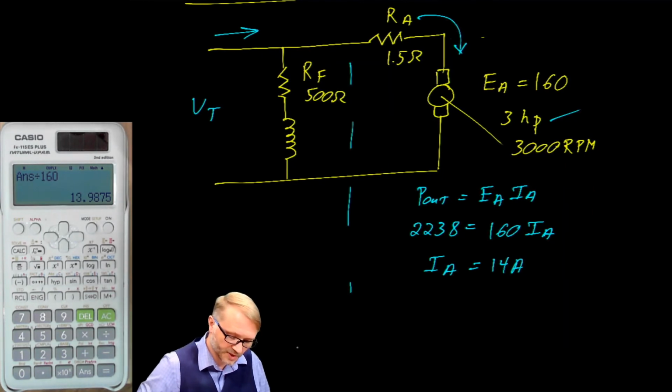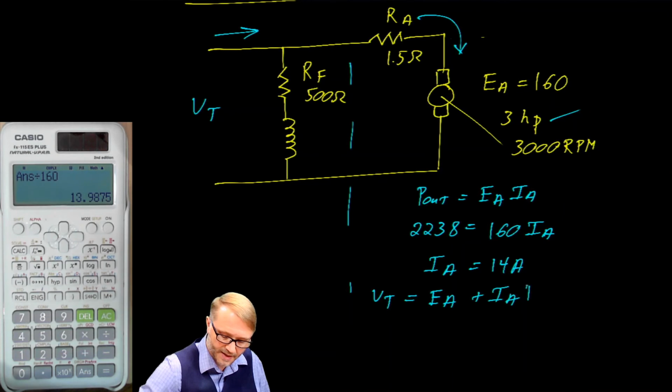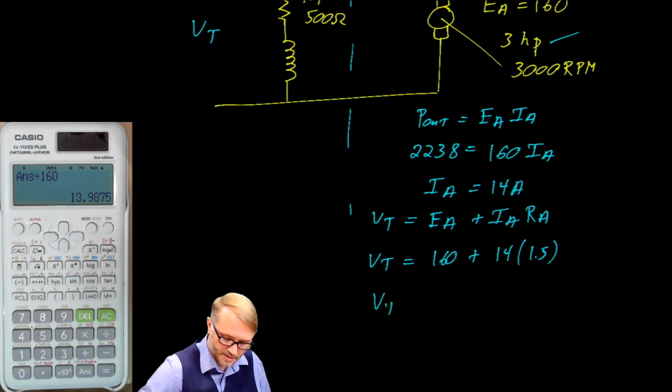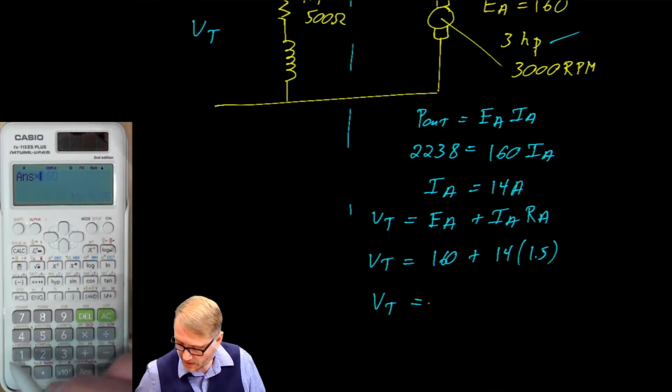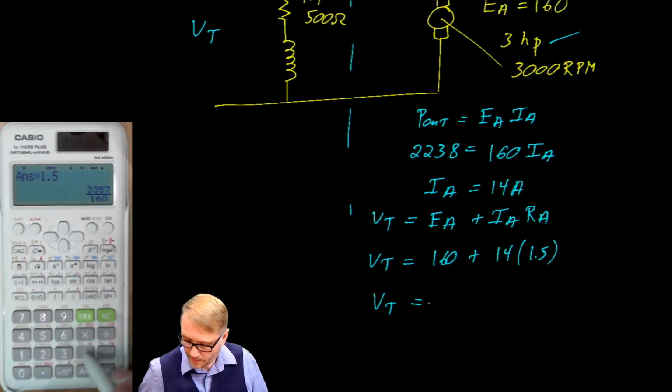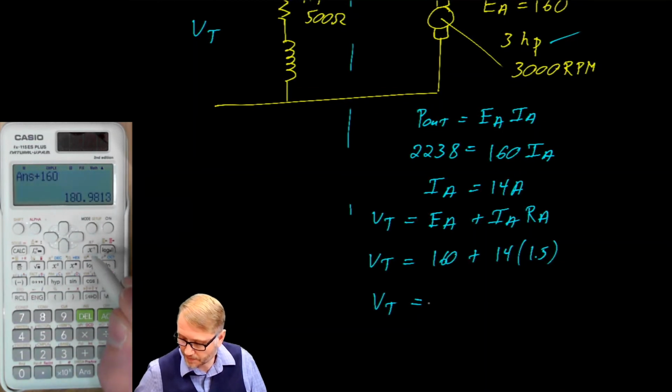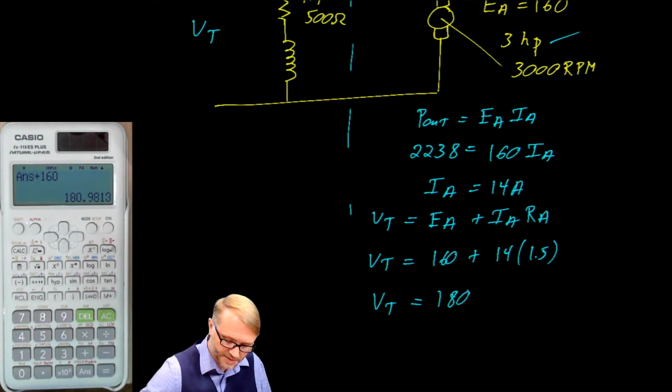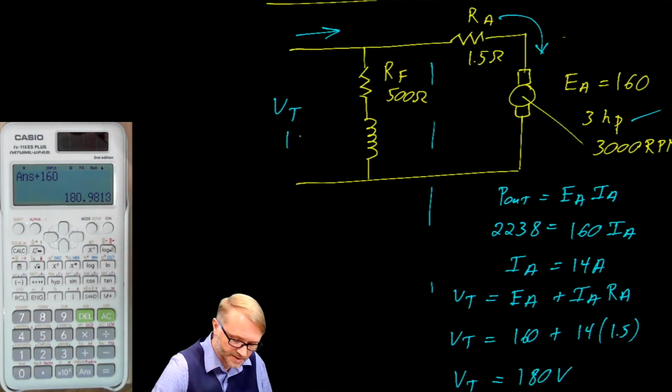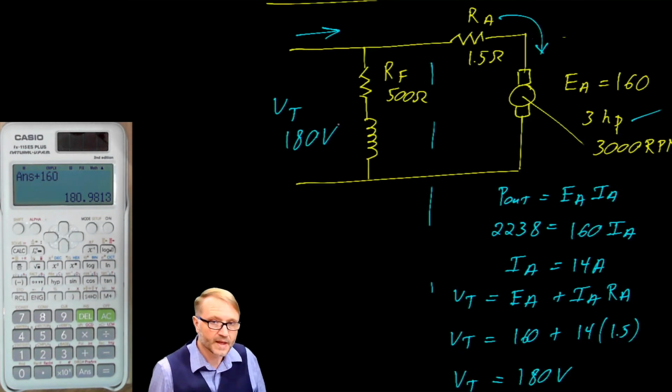That moves us to this point in the problem, where we can talk about the terminal voltage, which is equal to the back EMF plus I_A R_A. So the terminal voltage is equal to 160 plus our current, we said that was 14 amps, by 1.5 ohms. So that's 14 times 1.5 plus 160. So about 180 volts DC is going into this machine. So 180 volts.